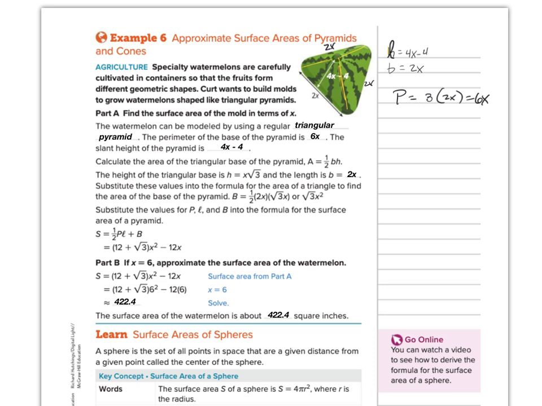Okay, so we have the information we needed to come up with the lateral area, but we need to calculate the area of the triangular base of the pyramid, which is 1/2 base times height. And they were able to calculate the height of the triangle base as x square root of 3.